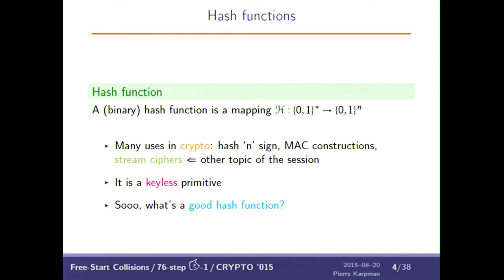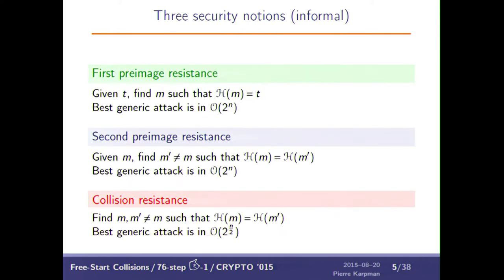But the thing that's a bit unusual with hash functions is that they are keyless. So it makes things a bit more complex to evaluate the security, to define what is a good hash function. But we know how to do that. I mean, they've been around for a long time. So usually we use three security notions. And in an informal way, that's what we have.